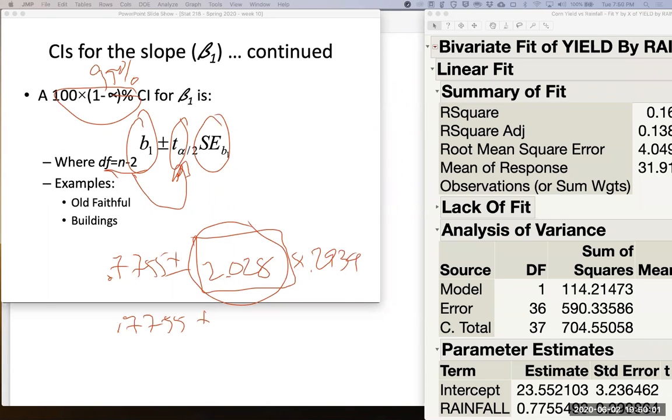So 0.7755 plus or minus 0.5960. That's sort of a wide range, a wide margin of error. So on average, for each extra inch of rainfall, we get about 3/4 of an additional bushel, plus or minus 60% of a bushel. That could be as low as 0.17 of a bushel, as much as 1.37 of a bushel. Does it seem like more data would be appropriate?